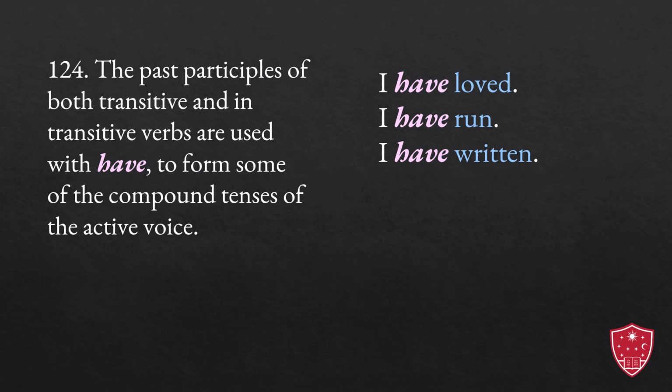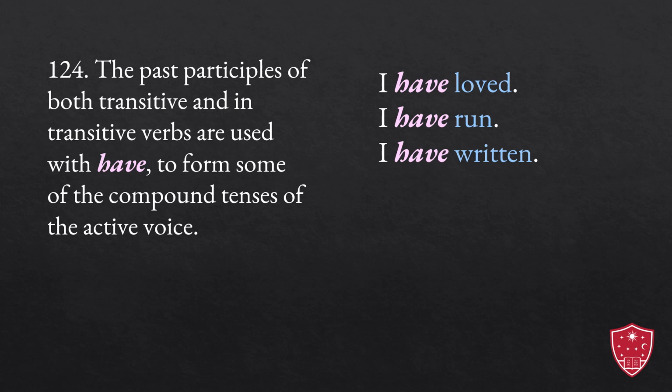So once we learn participles, we can use participles to form other expressions. So we read here that past participles are used with the verb have to form compound tenses in the active voice for verbs. And we have three examples. I have loved. We see have, the verb, and then we see the past participle loved in blue. We then see I have run, and we have the verb have with the participle run. And then we see I have written. We have the verb have in pink, and then the participle written in blue.